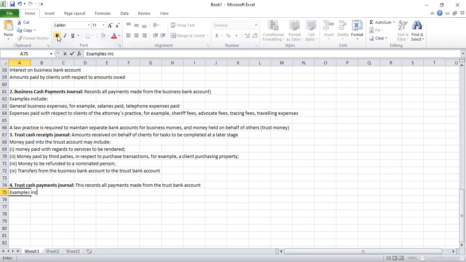Examples include expenses paid for a specific purpose on behalf of clients. So if a client has got money in the account and he wants you to pay, for example, sheriff fees or advocate fees, you can use your account.